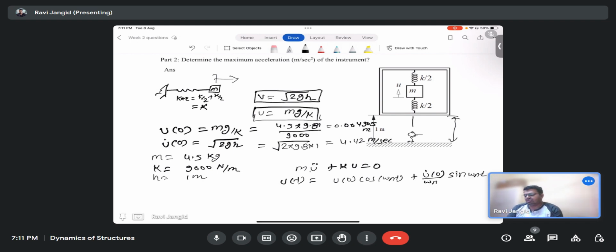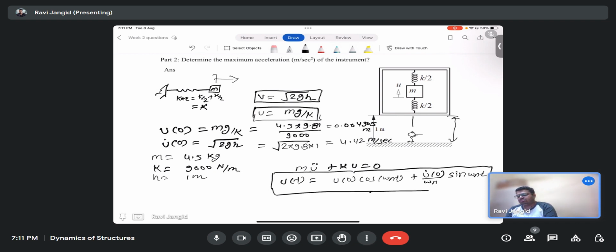So now you have the values of u0 and u dot 0 by omega n sin omega n t. How do we get this? As we know, the solution of the free vibration equation is a cos omega t plus b sin omega t, and then applying the initial boundary conditions, we are getting this. In the week 2 content, if you go, you will find this solution.